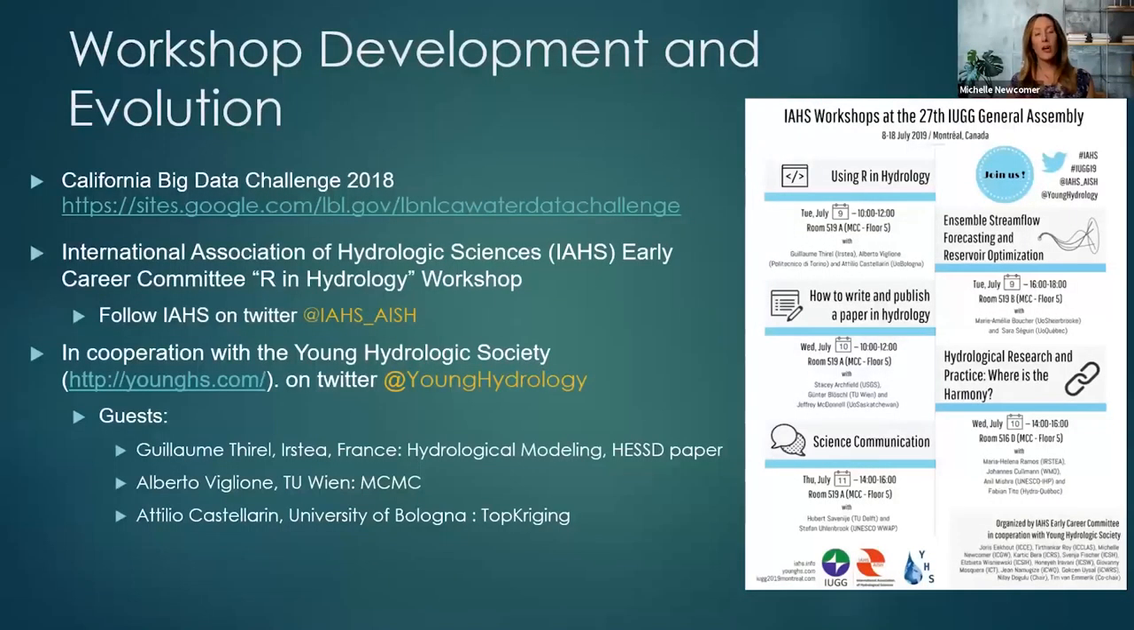I further developed this workshop when I was asked to give it again at the International Association of Hydrologic Sciences conference that was held last year. And this is part of the Young Hydrologic Society. You can find a lot of resources on what this Hydrologic Society is about and what we're doing. During that workshop, we had other guest speakers and they talked a lot about some of the new tools that are emerging using R, such as kriging approaches. That question came up earlier about how can you include geostatistical heterogeneity. Well, you can use these type of approaches. And there's also a new paper by one of our colleagues here that I will talk a little bit about today in Hydrology and Earth System Sciences Discussions.